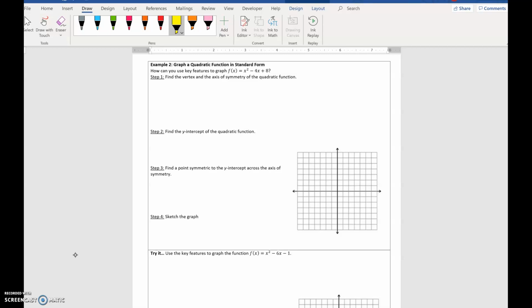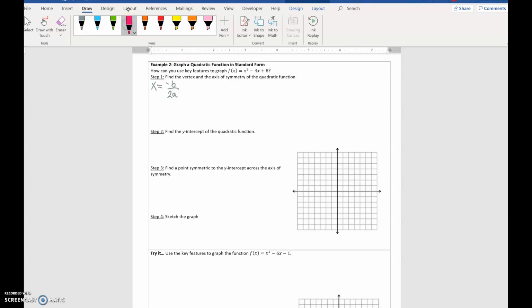And it says, how can you use the key features to graph this function right here? So again, we have our steps listed out for us. And step 1, find the vertex and the axis of symmetry of the quadratic function. So from our previous notes, we learned to find the vertex, we need to first do x equals negative b over 2a.